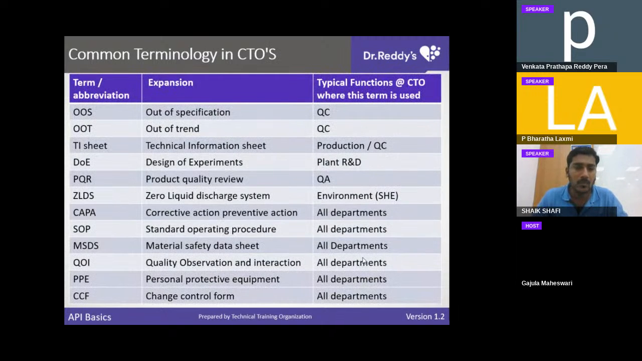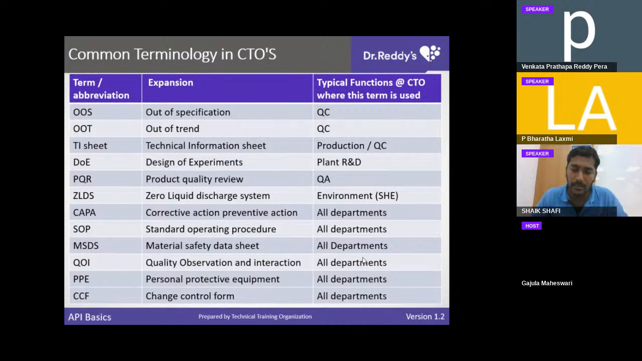And these are some quality abbreviations. OOS means out of specification, meaning the product does not meet our criteria. Again, OOT means out of trend. This is not a failure, but it is a missing trend, that's why out of trend. And TI sheet means technical information sheet. When we want to send any material to QC, we write in this technical information sheet and send it to QC. DOE means design of experiments. PQR, product quality review. ZLD means zero liquid discharge.